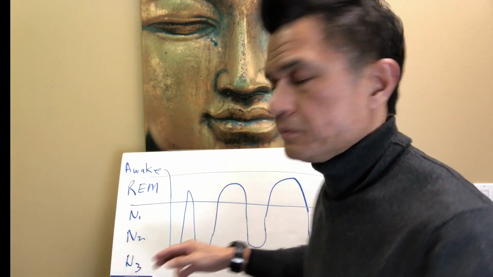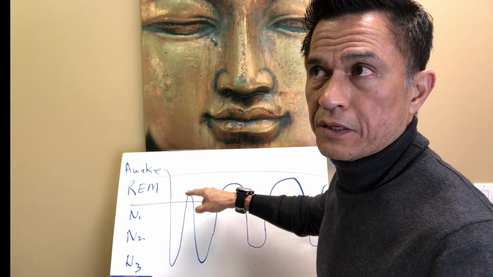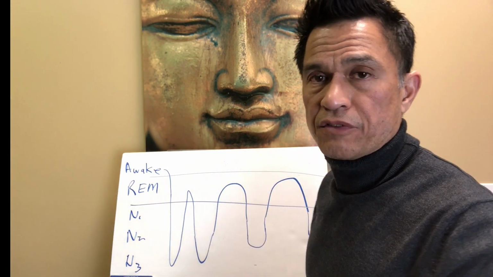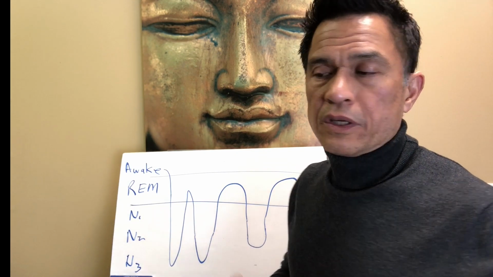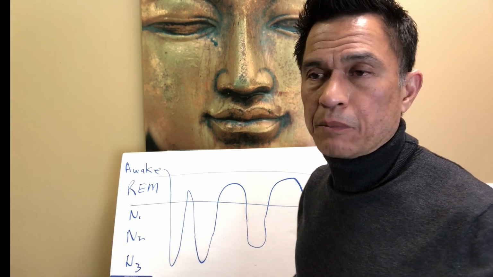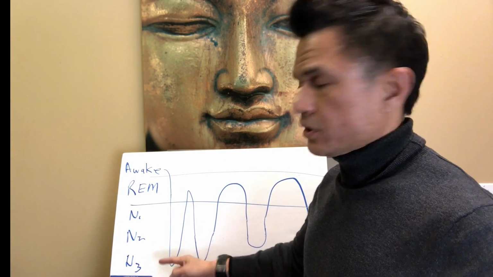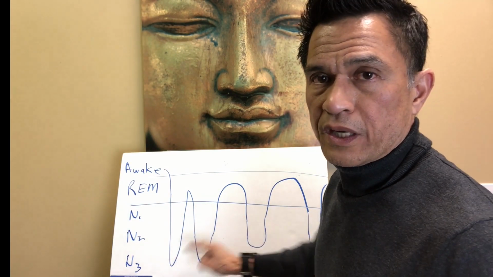The length of time in REM lengthens as you get to the later hours of your sleep, like early morning, unless you have to pee, unless you have to take your dog for a walk, unless your partner's waking you up, unless you have central sleep apnea or obstructive sleep apnea. The more you stay in REM, the more you dream.